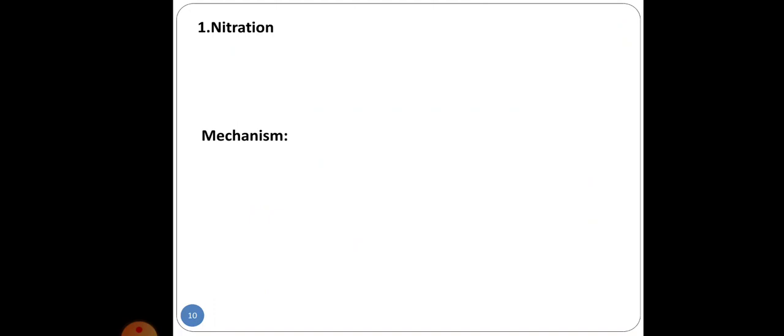Coming to the different reactions under electrophilic substitution reaction. First one is nitration. Here, naphthalene undergoes nitration with concentrated nitric acid in the presence of sulfuric acid at 60 degrees centigrade to produce 1-nitronaphthalene.